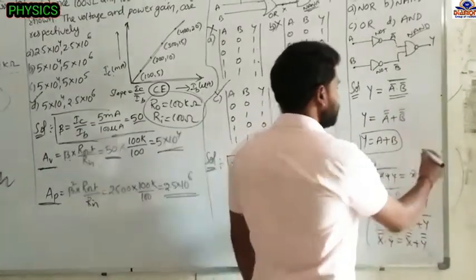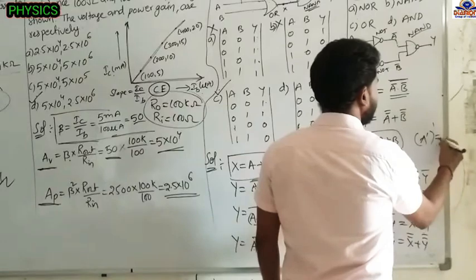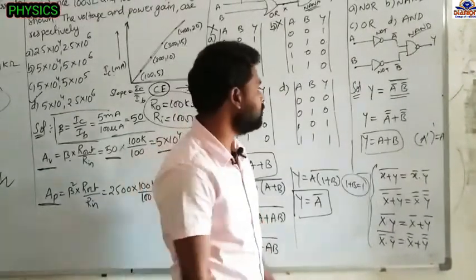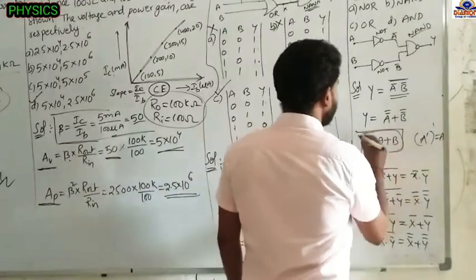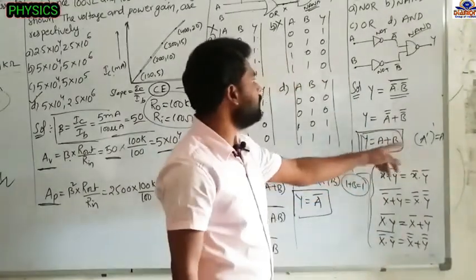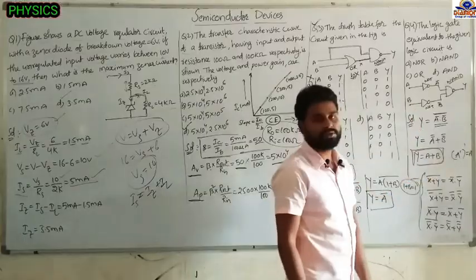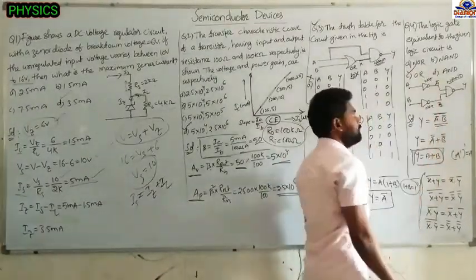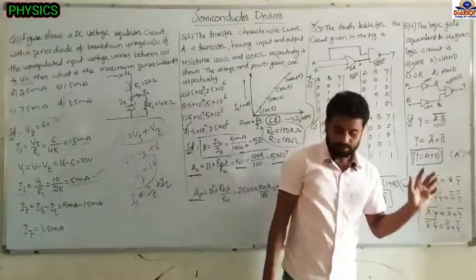A double complement is equal to (A complement) whole complement, which equals A only. B double complement equals B only. So now we got Y equal to A plus B. A plus B are the inputs, and the sum of the inputs gives the OR gate. So C is the right option. In this way we have to solve the questions.